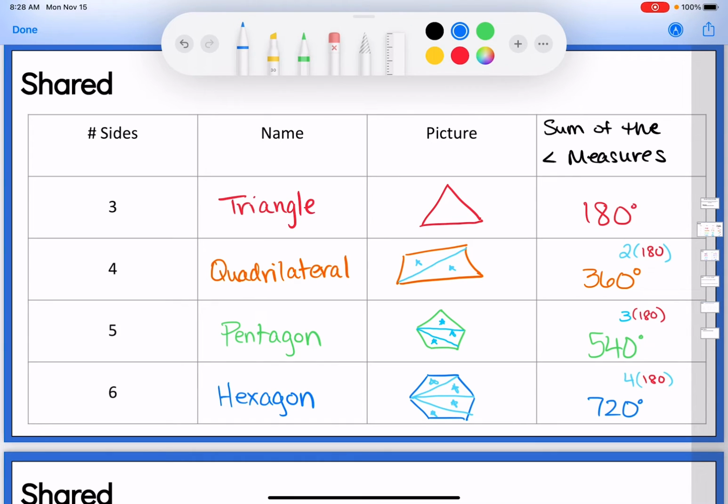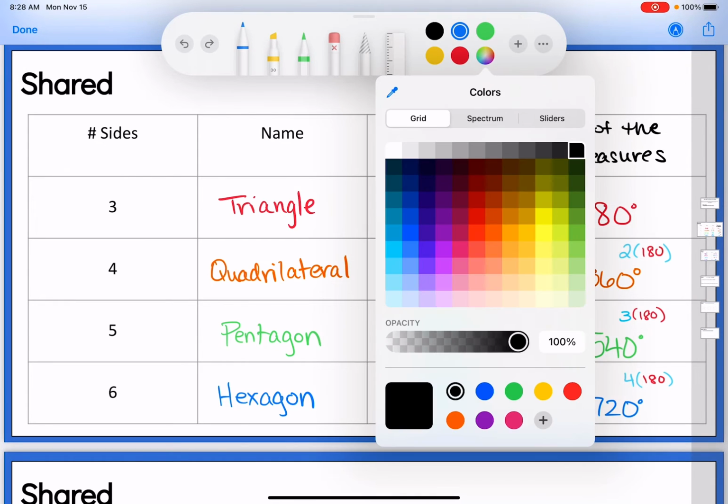6 sides, 4 triangles. What I'm doing, let's see, the number of sides minus 2 is how many triangles I can make, right? Because if you look at my triangle, the number of triangles is the number of sides minus 2, because 2 sides don't make a triangle. I need the third one to close it up, right? So the number of sides minus 2 times 180.